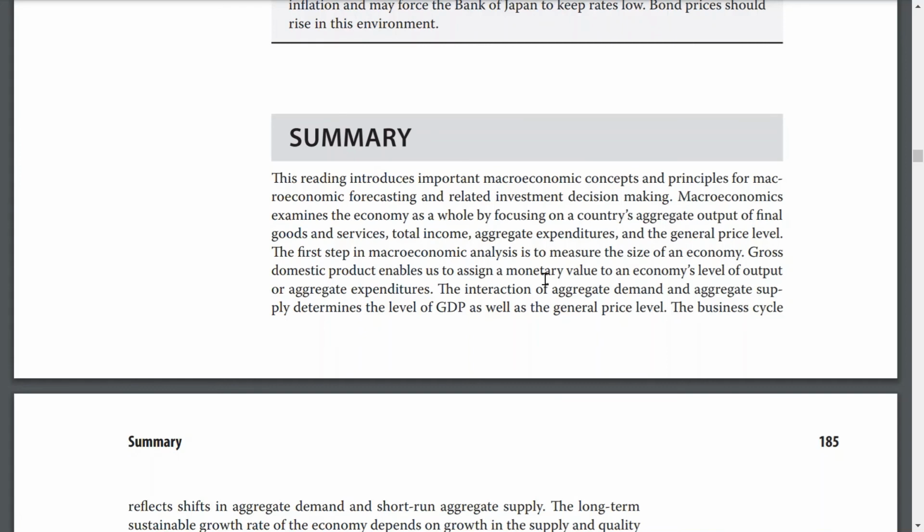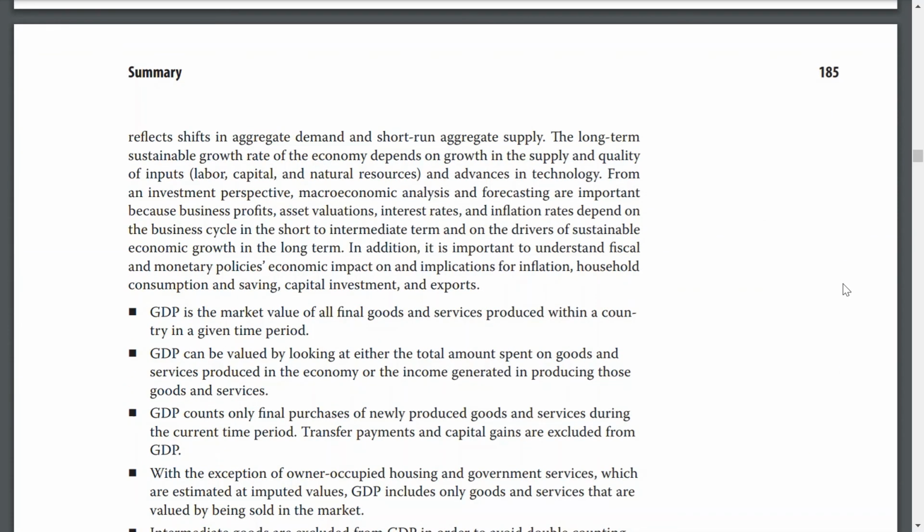The first step in macroeconomic analysis is to measure the size of an economy. Gross domestic product enables us to assign a monetary value to an economy's level of output or aggregate expenditures. The interaction of aggregate demand and aggregate supply determines the level of GDP as well as the general price level. The business cycle reflects shifts in aggregate demand and short-run aggregate supply.